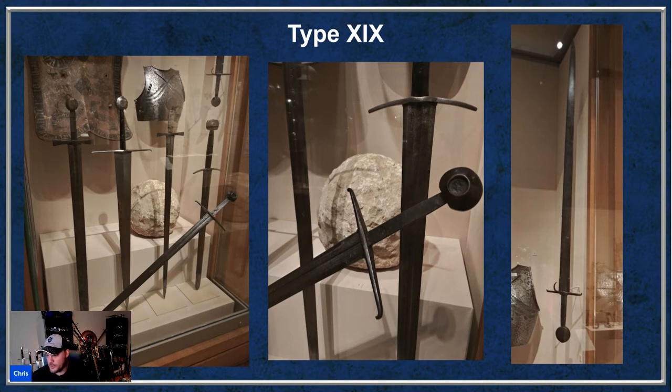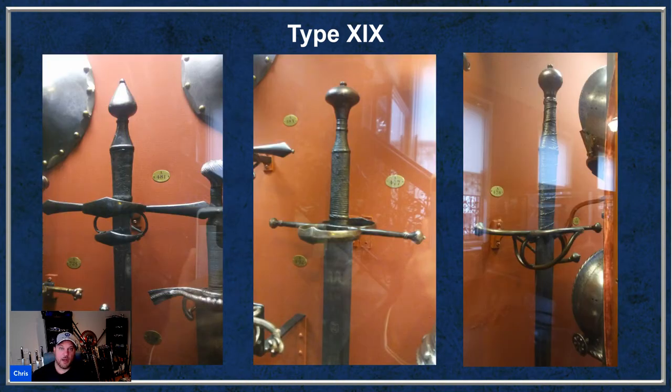And then if you look all the way to the right, there's one vertically hanging there as well. So each of those is listed in Oakeshott's records of the medieval sword book. So if you get to the Met, highly recommend it. And then the Wallace Collection, again, these are my own photos.